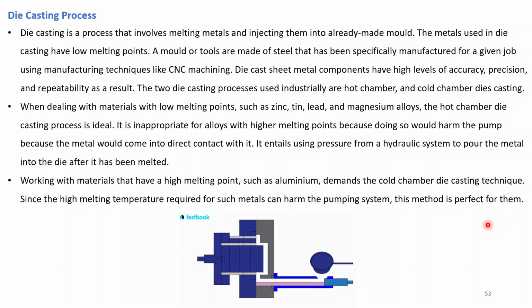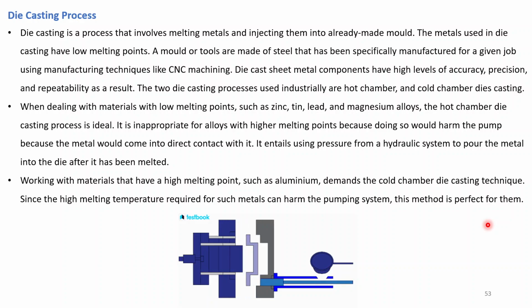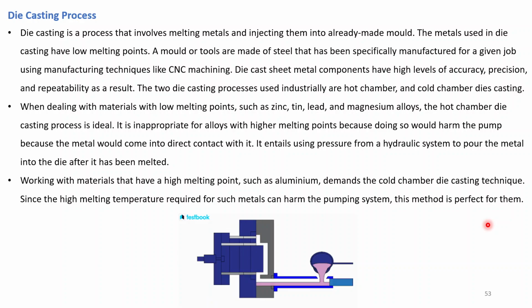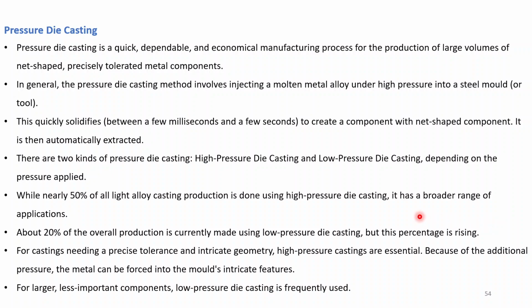When dealing with materials with low melting points such as zinc, tin, lead and magnesium alloys, the hot chamber die casting process is ideal. It is inappropriate for alloys with higher melting points because doing so would harm the pump, because the metal would come into direct contact with it, and it entails using pressure from a hydraulic system to pour the metal into the die after it has been melted.